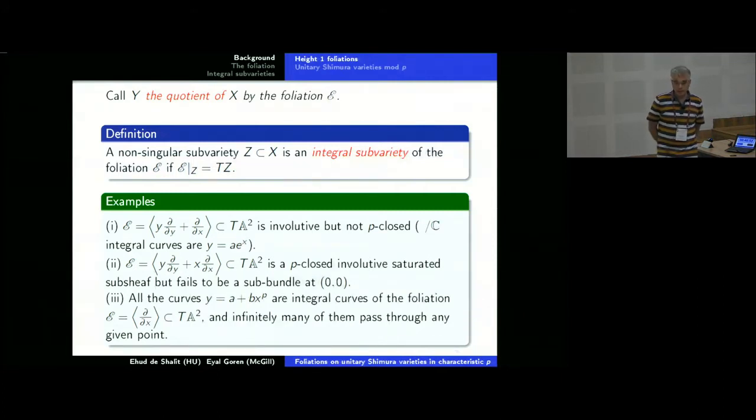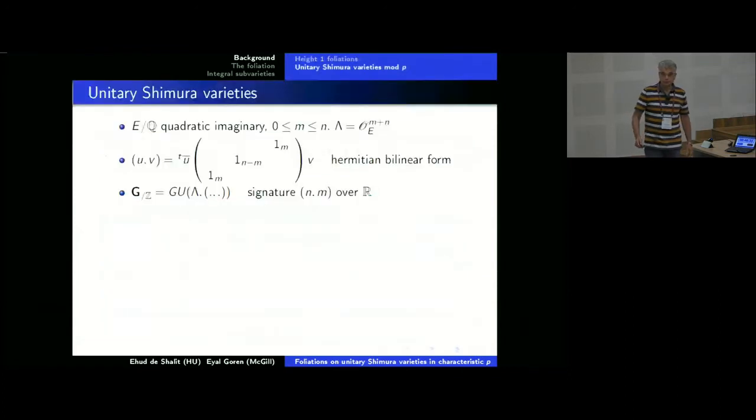And another remark is that in characteristic p, even if you have algebraic integral curves, there need not be a uniqueness theorem, as we have in classical differential equations. All the curves a plus bx^p are integral curves of the foliation, simply ∂/∂x, in the plane, but there are infinitely many of them that pass through any given point.